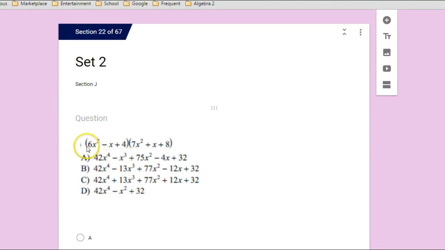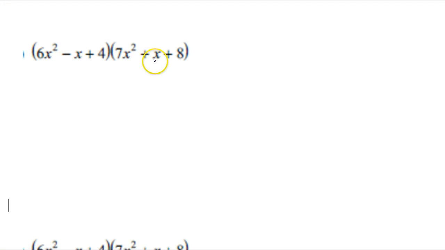In this video, we will multiply this trinomial times this other trinomial. As we multiply these two trinomials, we will do the distributive property 3 times. So first, I'm going to take my 6x squared and I'm going to do the distributive property with just that.